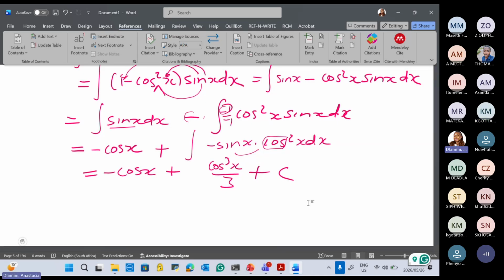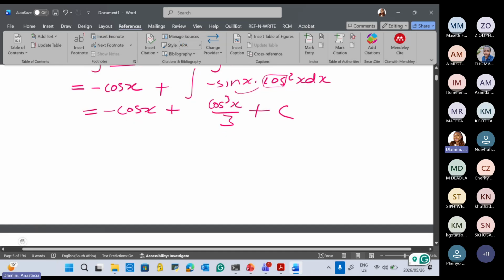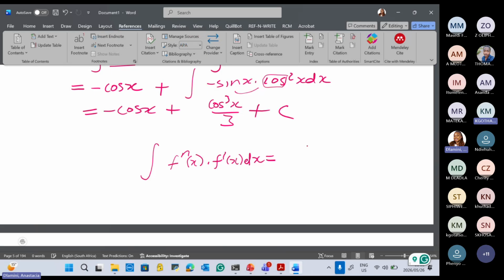How do I confirm where? Before, when you confirmed cos squared, what's the integration of that? Remember, there's a rule that we learned last week: if you have a function f to the power of n, f of x, times the derivative of that function, dx, then this is equal to f of x to the power n plus 1 over n plus 1, plus c.